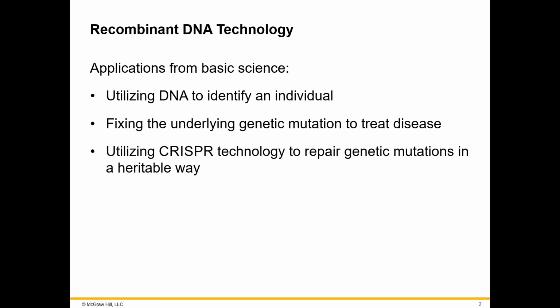Okay. Recombinant DNA technology is a technology that we have developed based on mixing up genes between organisms, basically, is what we're talking about. The tools that we have developed based on that technology have led us to things we can do to identify people, whether it's a paternity test or who murdered so-and-so and whatever. We'll get into that today. Fixing underlying genetic mutations to treat diseases. We're going to get into that today.